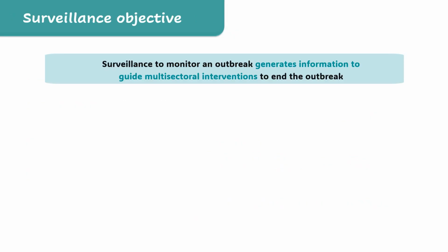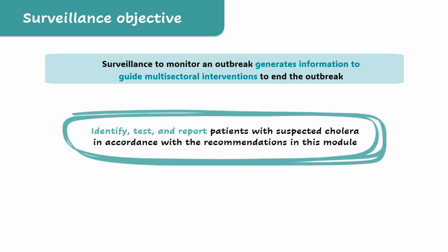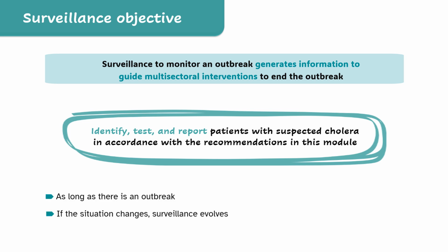Implementing surveillance to monitor a cholera outbreak is to continuously generate information to guide near real-time effective multisectoral interventions to end the outbreak. To implement cholera surveillance to monitor an outbreak, identify, test, and report any patient with suspected cholera in accordance with the recommendations of this module. This applies as long as there is a cholera outbreak in your local geographic area. If the cholera situation changes, for example, the outbreak is over, how to implement cholera surveillance evolves. We invite you to learn more about this in Modules 3 and 5.